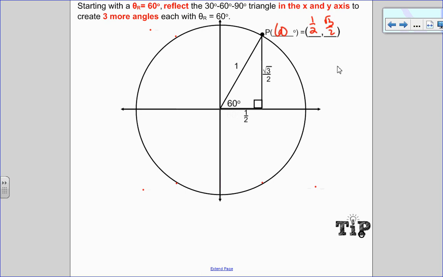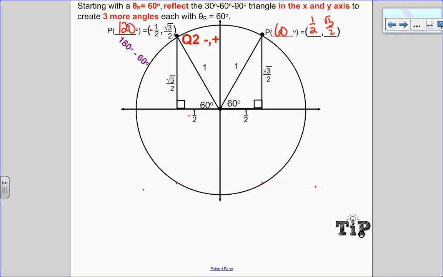Okay, so we're going to take that, we're going to reflect it horizontally, and now I'm in quadrant number 2, so my points are negative, positive, so still a half and root 3 over 2, but negative and positive. My angle, I have not reached 180, I fall 60 degrees short, so my angle here is 120.